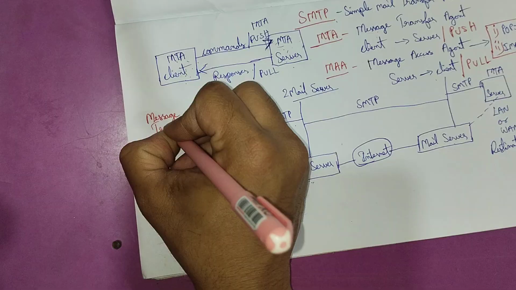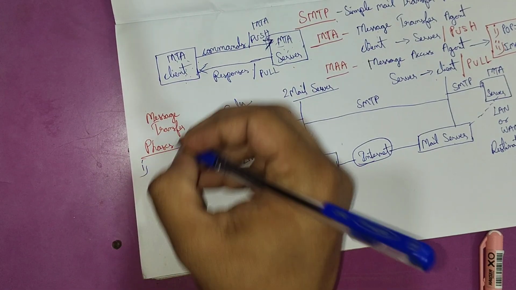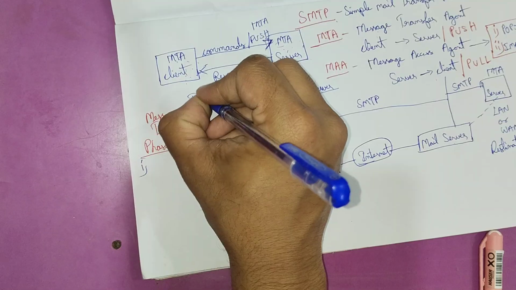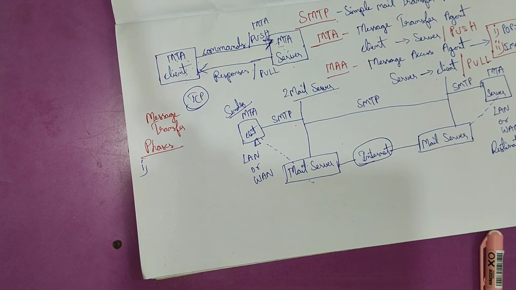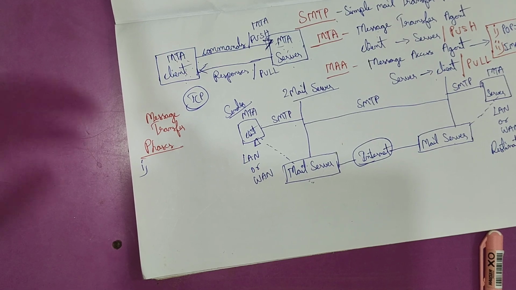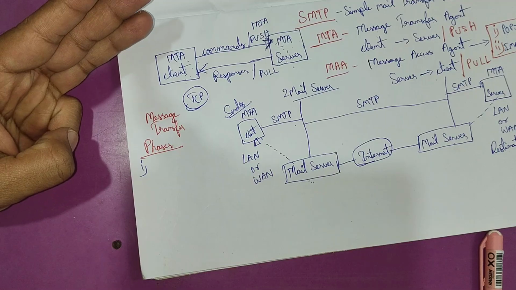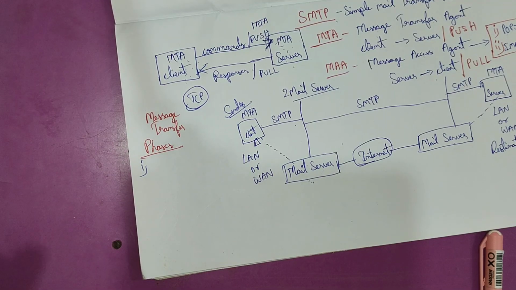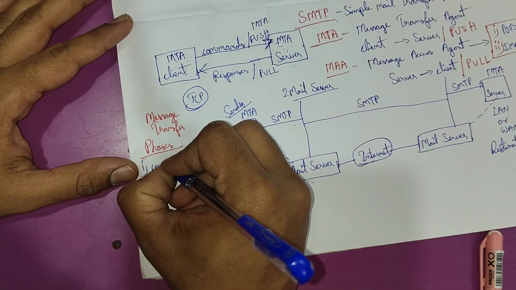Message transfer phases. Okay, now tell me, in TCP also we have discussed phases, right? Do you remember in TCP we have discussed about phases? What are the phases? Please recollect it. We have three phases. First phase is establishment, second phase is data transfer, third phase is you are going to terminate your connection. So coming to the first phase, what you are going to do?